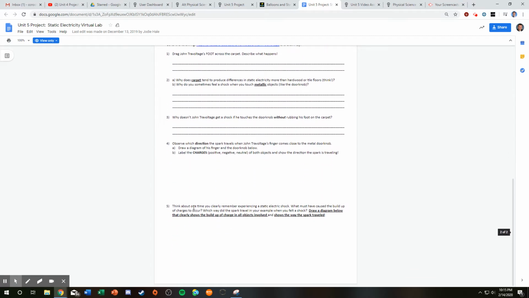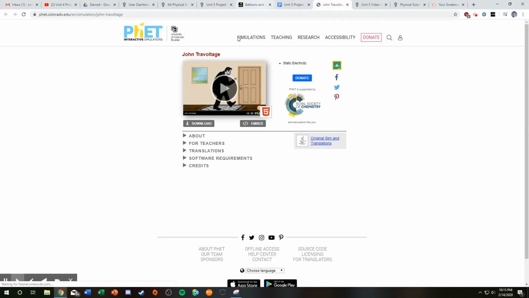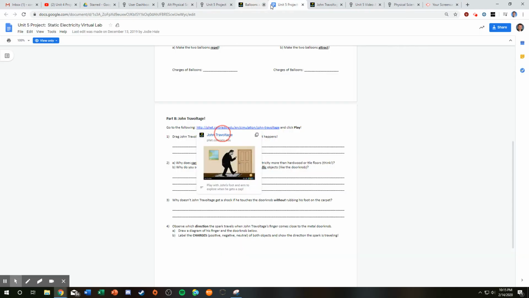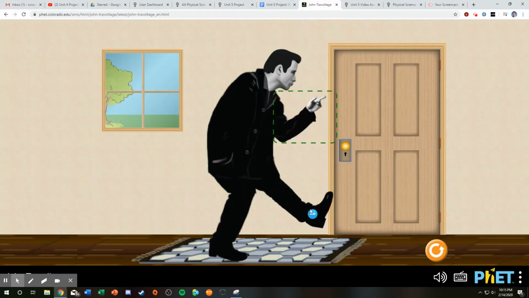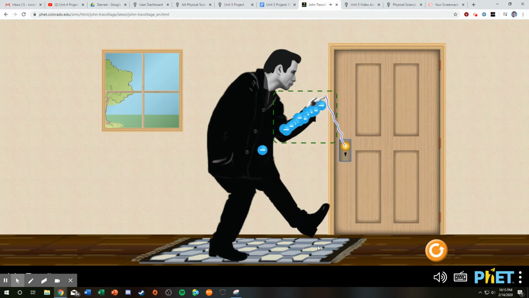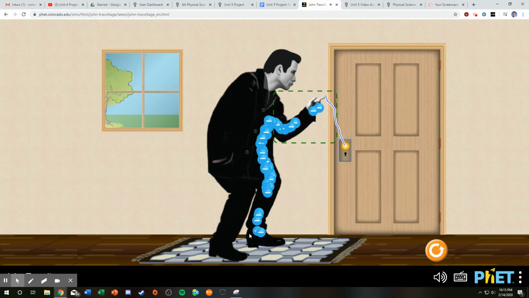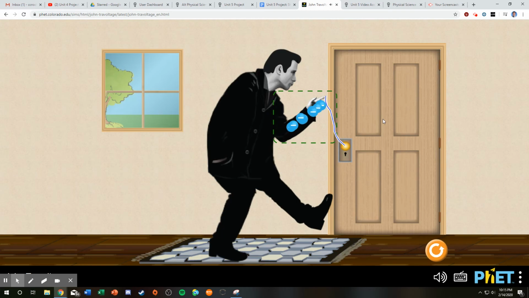Then you'll go down to this second part, where it's going to have you open up another simulation, John Travolta. Push play, and it'll have you do a couple things. You can play around with this a little bit, you guys, but you can see that this gives some negative charges, and that's why we can zap people. So now you know how to zap people, according to John Travolta.